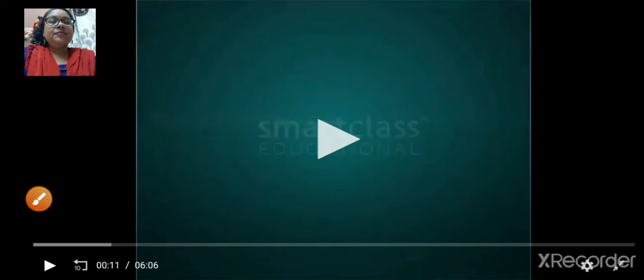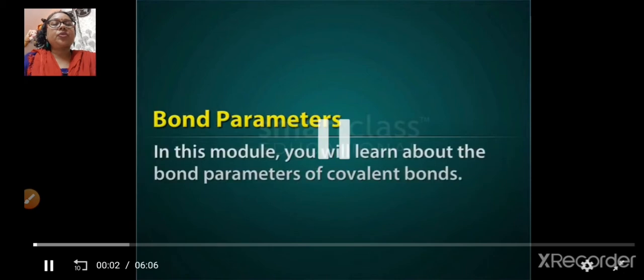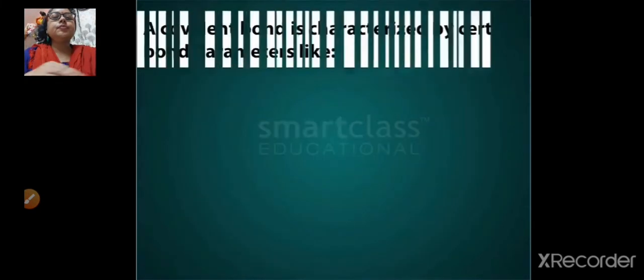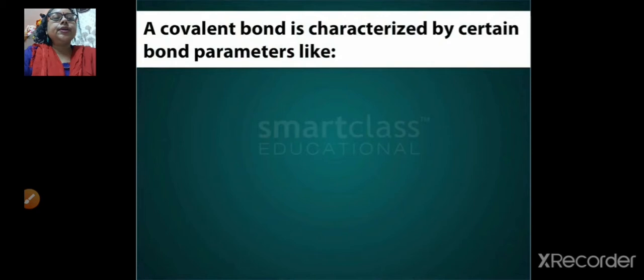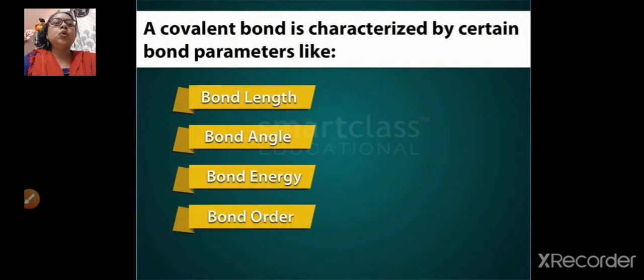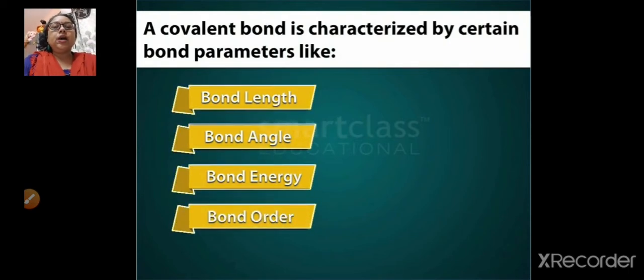Good morning, children. So today's topic is bond parameters of chapter 4, chemical bonding and molecular structure. In this module you will learn about the bond parameters of covalent bonds. A covalent bond is characterized by certain bond parameters like bond length, bond angle, bond energy and bond order. So let's start with bond length in detail.